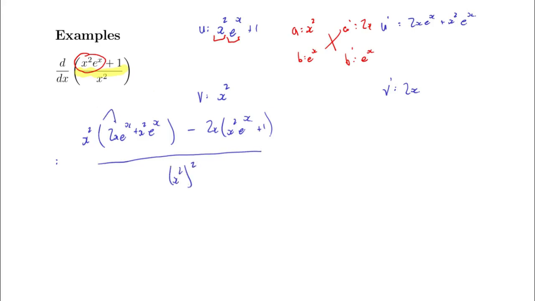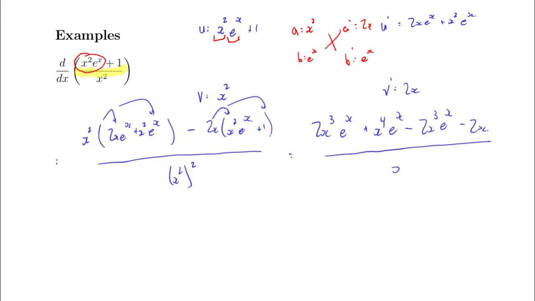All right, so we're going to do some distributive property on this to get one big denominator. So that's going to be 2x cubed e to the x plus x to the fourth e to the x minus 2x cubed e to the x minus 2x, all over x to the fourth.